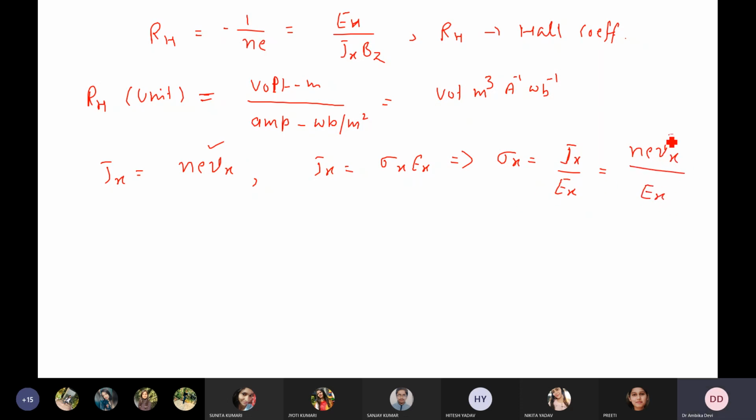Okay, so this value Vx upon Ex, you can also say that the drift velocity produced for unit electric field, right? The drift velocity produced for unit electric field is called mobility. That is mobility. It is denoted by mu h, and its value is Vx upon Ex. Okay, this is for electric field equal to 1 volt per meter.